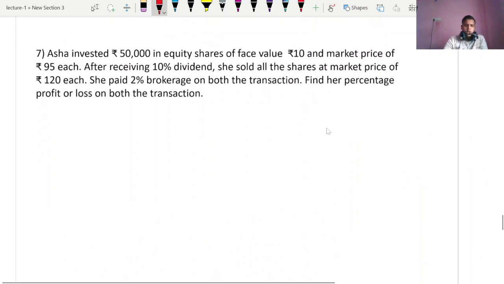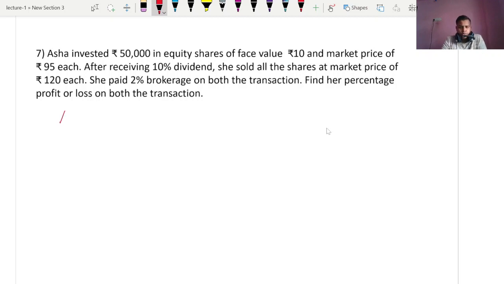So what is the question here? Asha invested 50,000 rupees in equity shares of face value rupees 10 and market price of 95 each. After receiving 10% dividend, she sold all the shares at market price of 120 rupees each. She paid 2% brokerage on both the transactions. Find the percentage profit or loss on both the transactions.